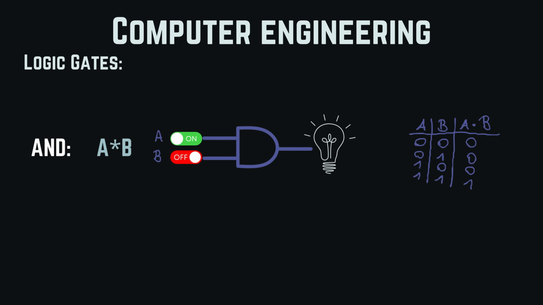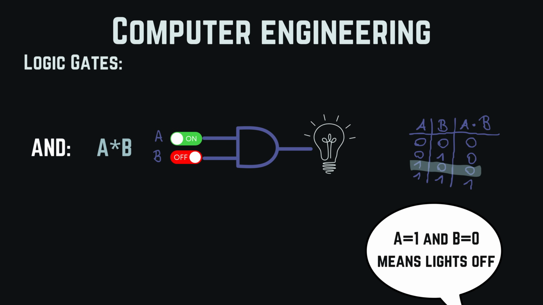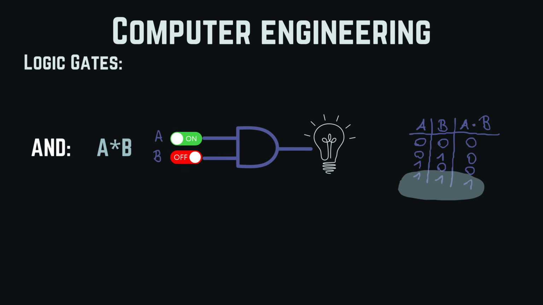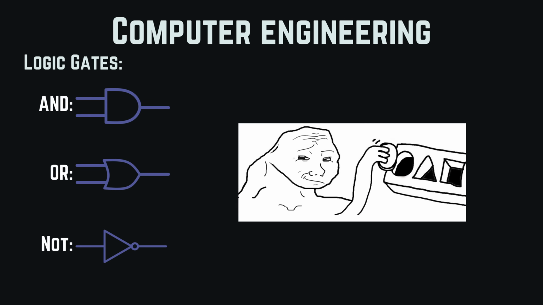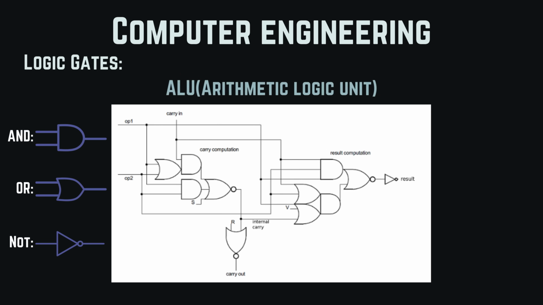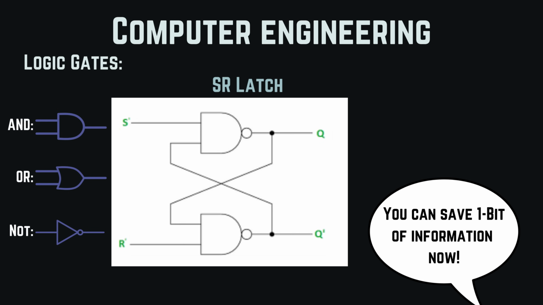If only one switch is turned on, the light source will not turn on, because according to our rule, it will only turn on when we press both switches. Okay, now if we use these logic gates and connect them in a smart way, we can do calculations that look something like this. Another cool thing is, we can also build memory by connecting the basic gates like this.